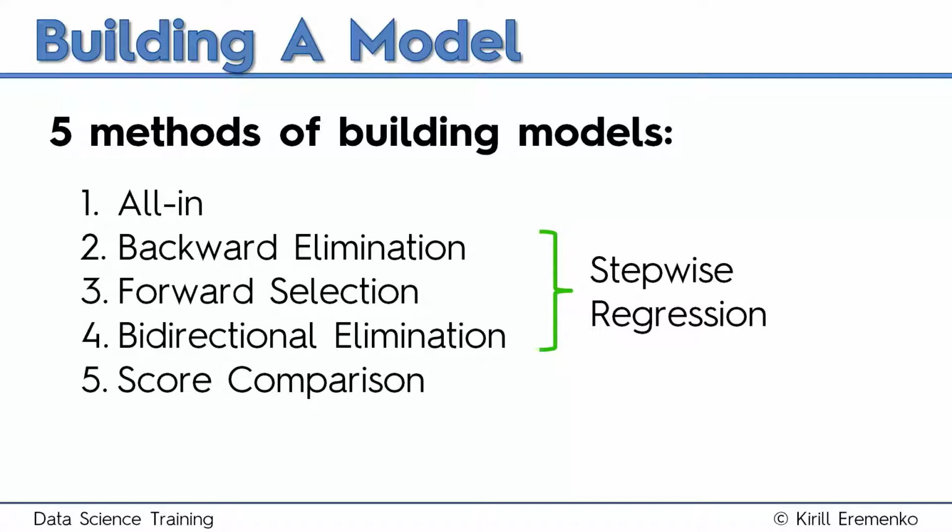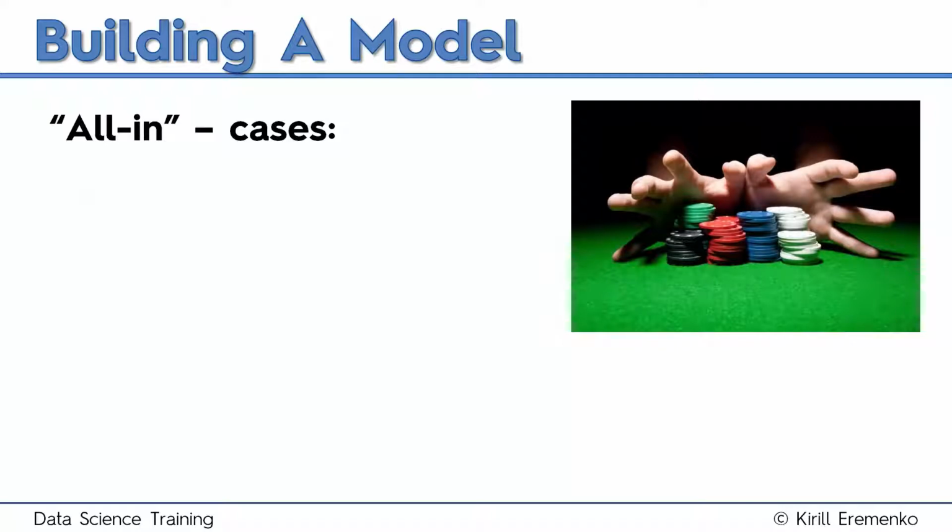Okay, so let's move on to our methods. Method number 1, all-in. It's not a technical term. I just call it all-in. Basically what it means is just throw in all your variables, something we just discussed that we shouldn't do. When would you do that? One is if you have prior knowledge. If you know that these exact variables are your true predictors, you don't have to build anything. You already know that this is the case.